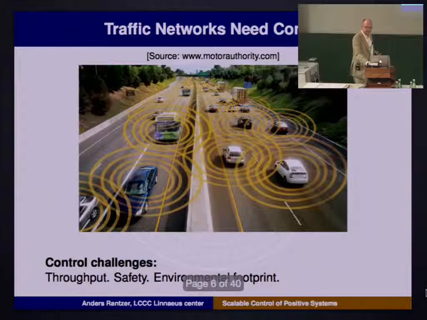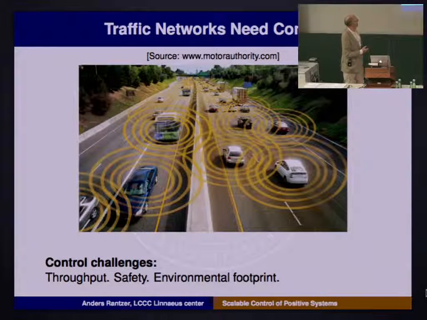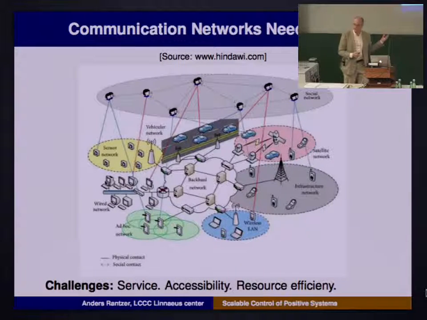There are many other examples. I could mention traffic networks, where control challenges include improving throughput, improving safety, and reducing the environmental footprint. Or I could speak about communication networks, where again control solutions are important to provide service, accessibility, and efficiency of networks. All of these examples are large-scale engineering problems where control can play a major role in making this work, or even making it feasible to maintain a network that is stable and manageable.